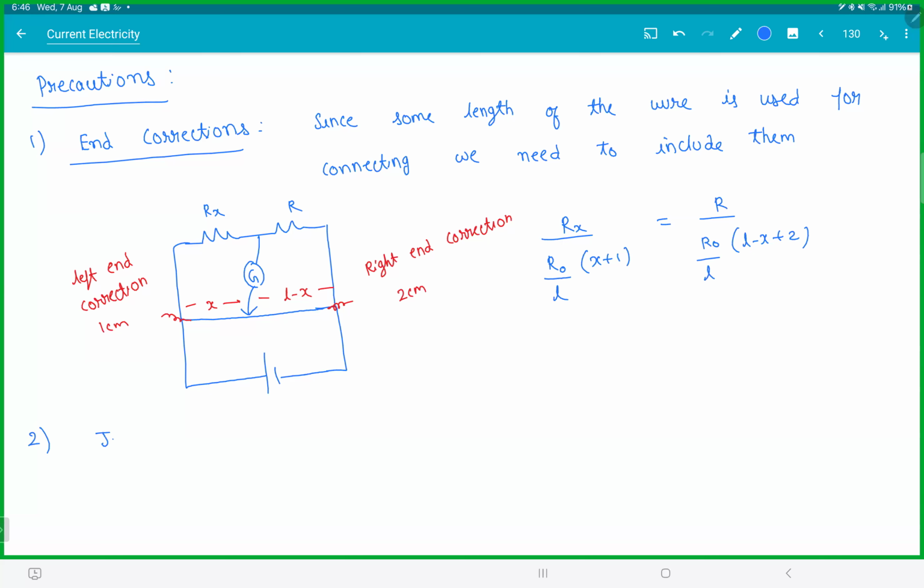Second thing, the jockey must not be dragged on the wire. So when you're moving it, you should lift it and put it at different places. Because if you drag on the wire, there's a chance the wire's thickness will change. The wire will become non-uniform resistance. Once or twice is fine, but if you keep doing it over a span of few months, the more you drag, the wire becomes thin. Jockey must not be dragged on the wire. So whenever you want to change it, you have to lift it and put it at different places.